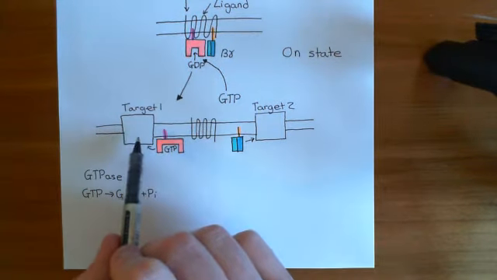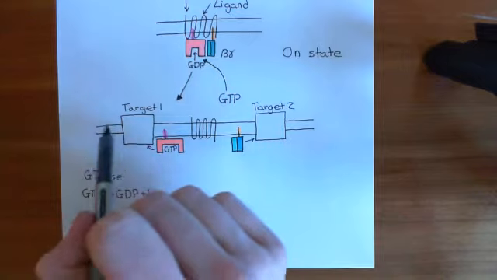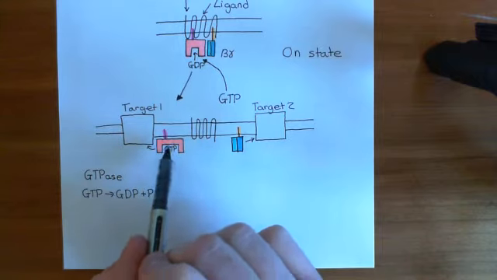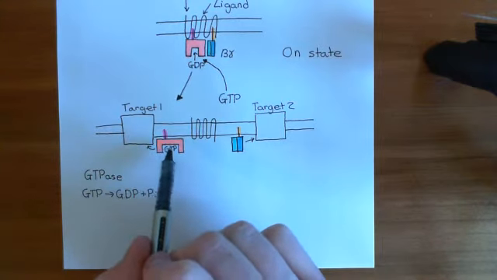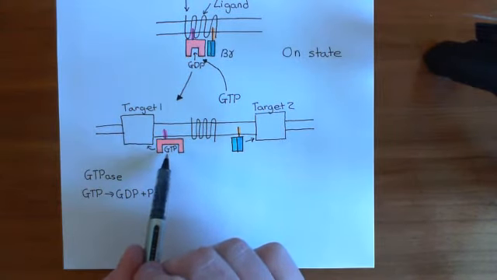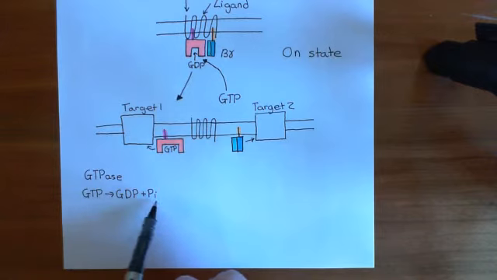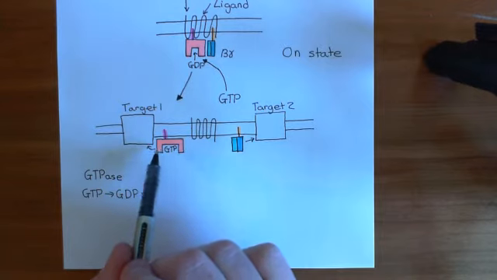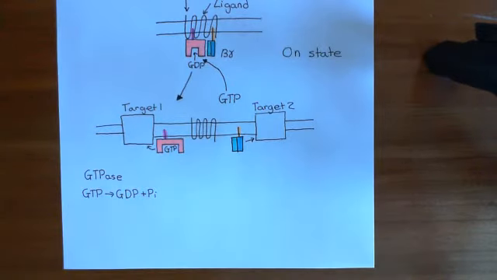However, when it interacts with its target, obviously it will activate the target potentially. But also, what the target will do is it will activate the alpha subunit as well, and it will speed up the rate at which the alpha subunit actually breaks the GTP down into GDP and inorganic phosphate. And different targets will have differing abilities to activate the alpha subunit and get it to turn itself off, basically. So some targets will make the alpha subunit turn itself off extremely rapidly, and other targets will take much longer to force the alpha subunit to turn itself off.